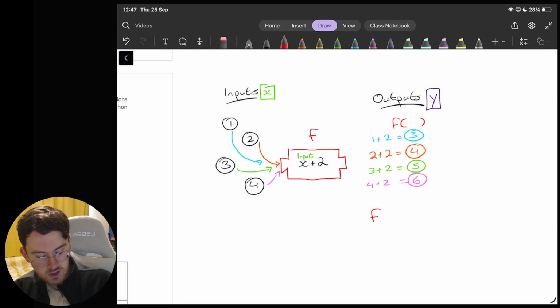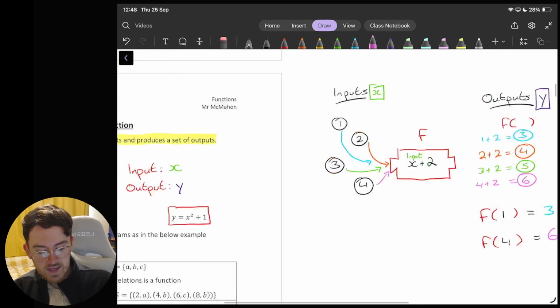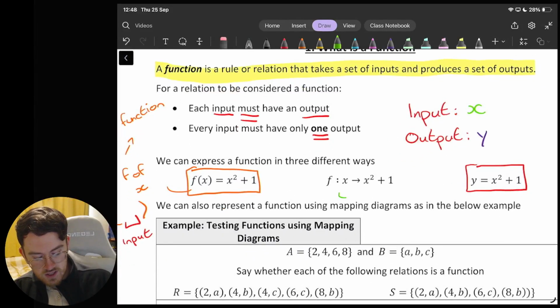So for my function, if I put in the number 1, the answer I got out was 3. That's always the way I would think about it. If I input the number 4, the answer I got out, my output, was 6. So we can call that f of 4, or we can call it y. The last version just has the two little dots, and we read that as maps, the two dots and the arrow. So it maps an x value to x squared plus 1. It just describes what's going to happen with this rule for us.